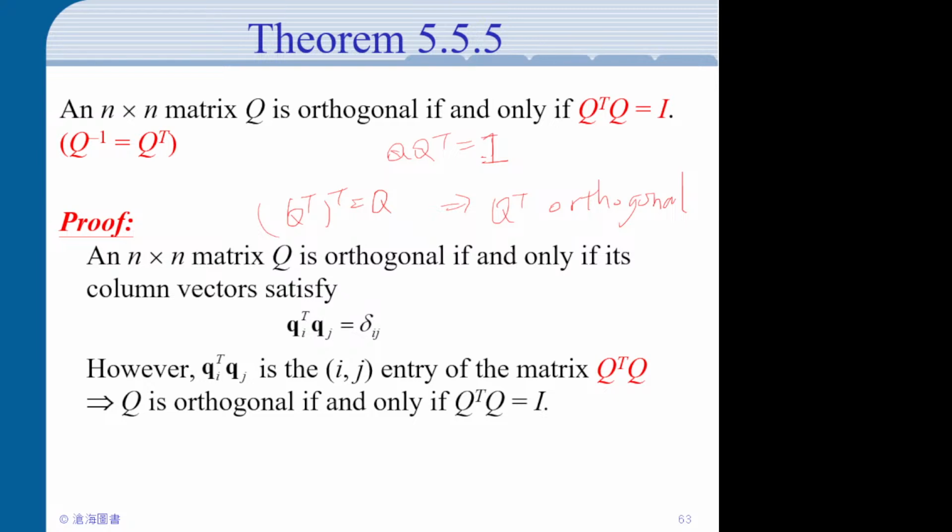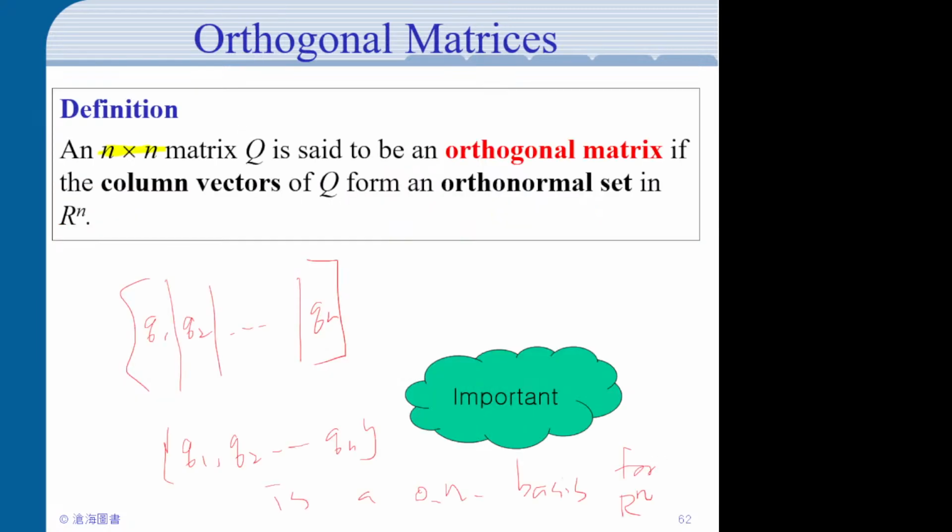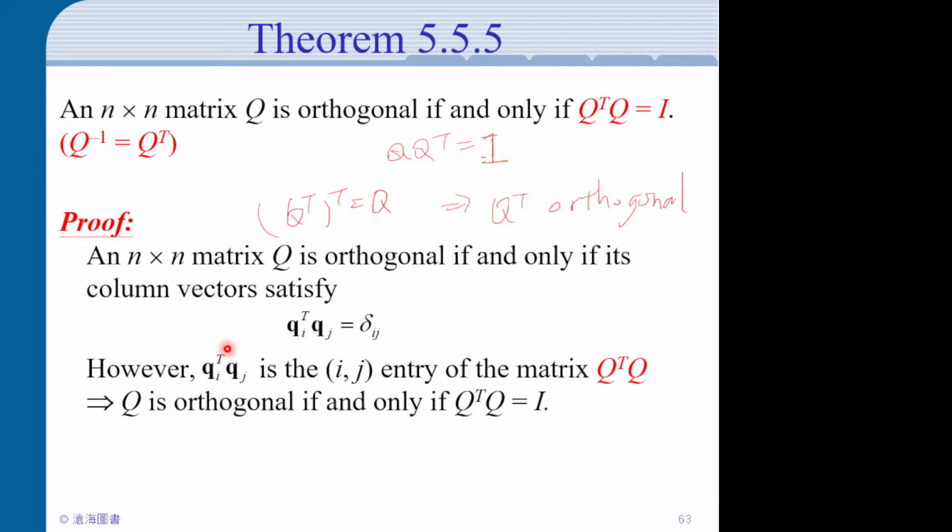Q^T is also orthogonal, and this means that the rows of Q are also an orthogonal basis for R^n. We have a similar argument here, because the columns of Q^T equal the rows of Q. So that's right here, and this means the rows of Q are a basis for R^n. Okay, but that's a lot of digression.